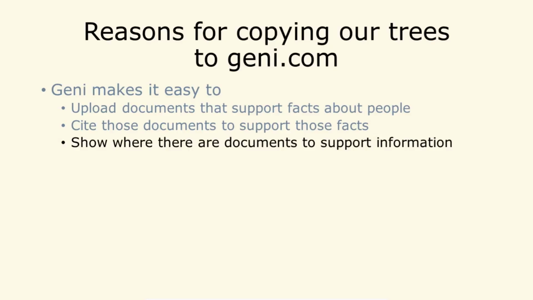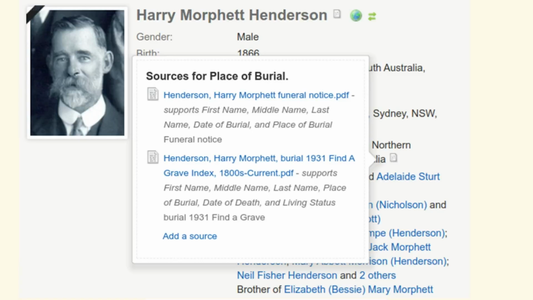Geni also shows you where there are documents to support information. So if you look at this profile of my grandfather, you find that there are little images of documents. For example, just beside his name, Harry Morford Henderson, there's an image of a document, and there's another one down where he was buried. You can see that there are two documents about his burial.